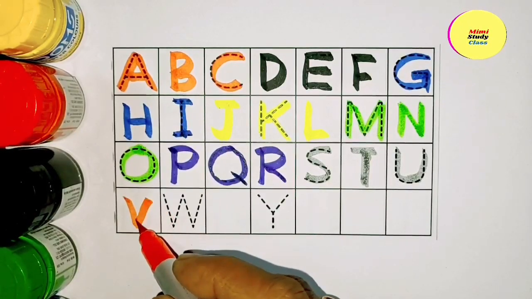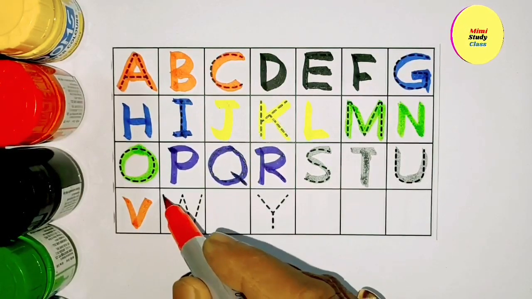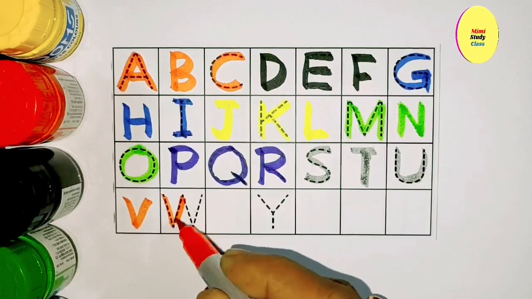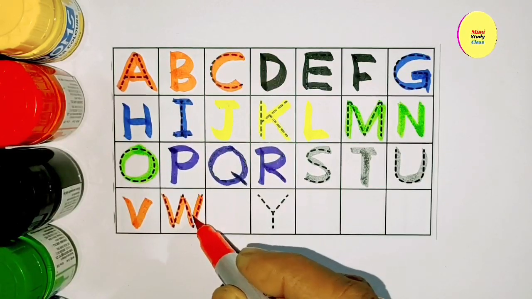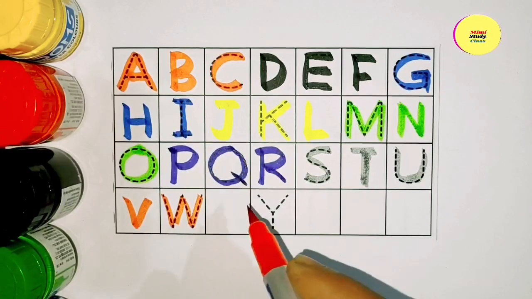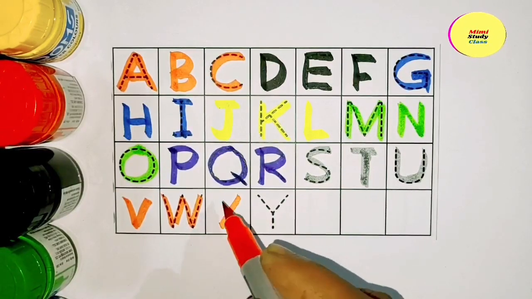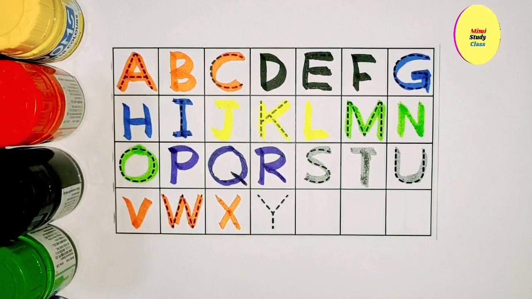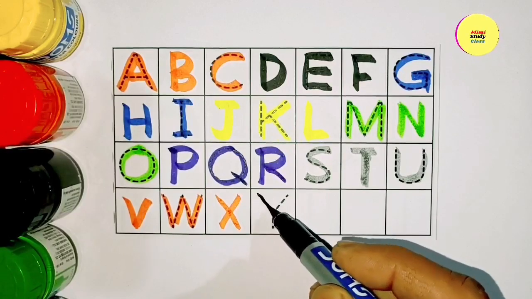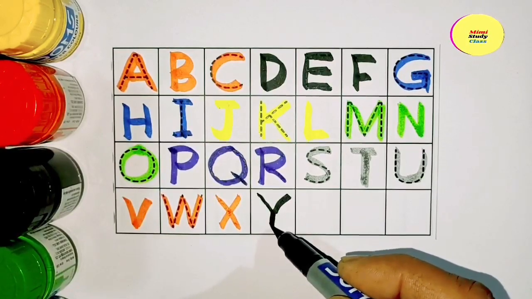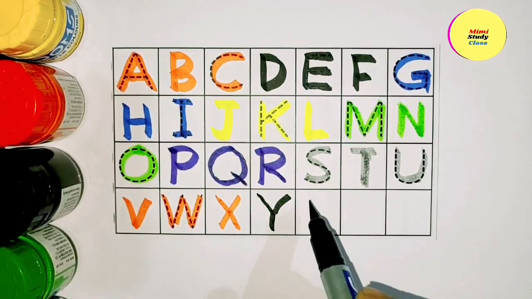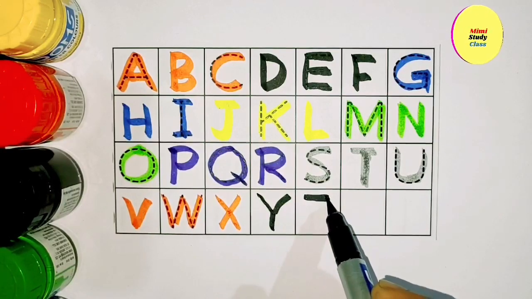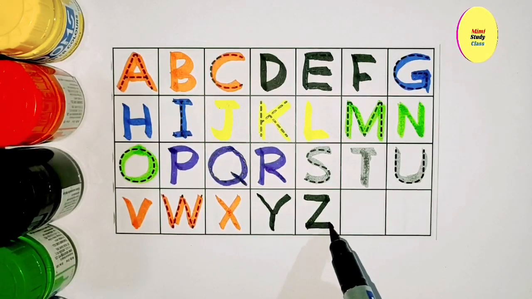Red color. V for van. W for water. X for X-ray. Black color. Y for yellow. Z for zebra.